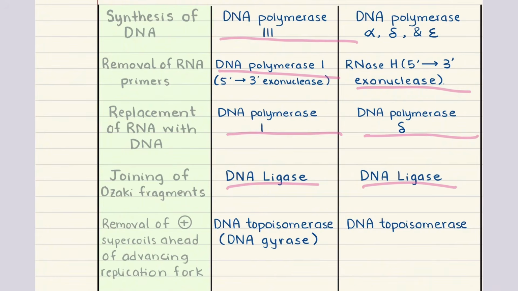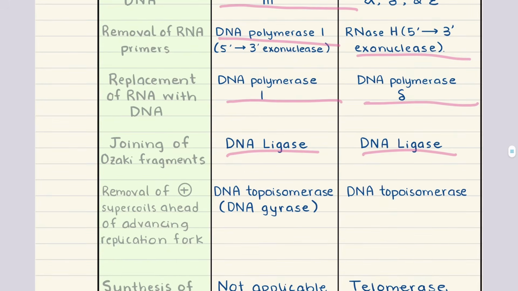Now, one more complication occurs as helicase continues to unwind DNA, and that complication is that it introduces positive supercoils ahead of the replication fork. And these coils make the DNA tighter and a little bit harder to unwind. So to relieve this tension, cells use DNA topoisomerase. In prokaryotes, this is often referred to as DNA gyrase. But topoisomerases cut the DNA, allow it to unwind, and then reseal it, essentially relaxing the strain.